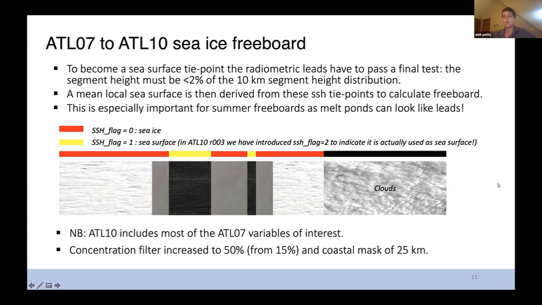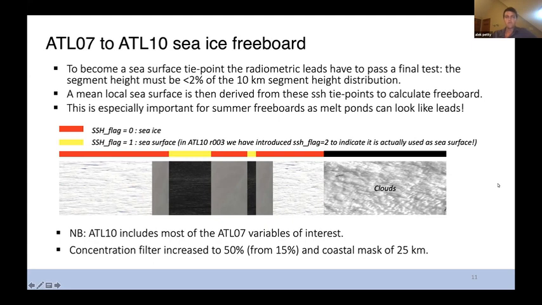You can imagine that for the summer data, that's maybe even more important, right? Because we can have melt ponds that look like leads, but the hope here is that this kind of height threshold can catch some of those and discard them and only keep the lower height elevation leads if we want to try and derive freeboard in summer. So after that, this mean local sea surface is then derived, and freeboard is then calculated just by differencing the heights from that sea surface.